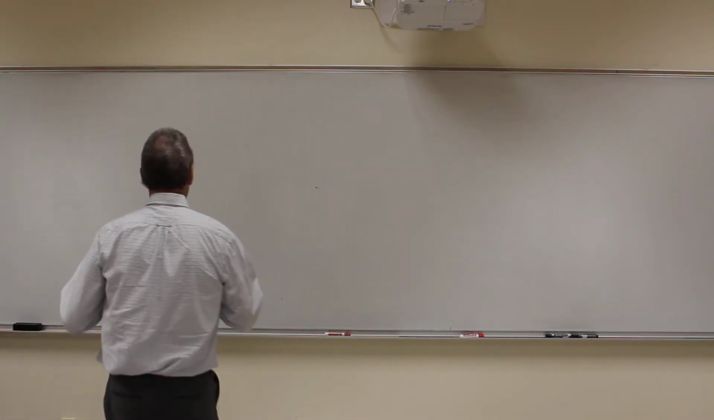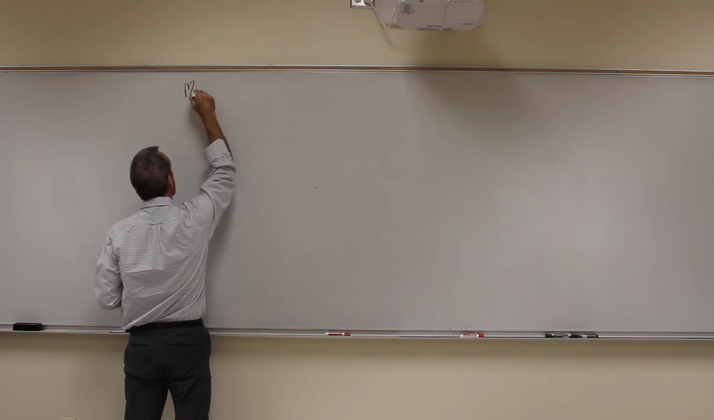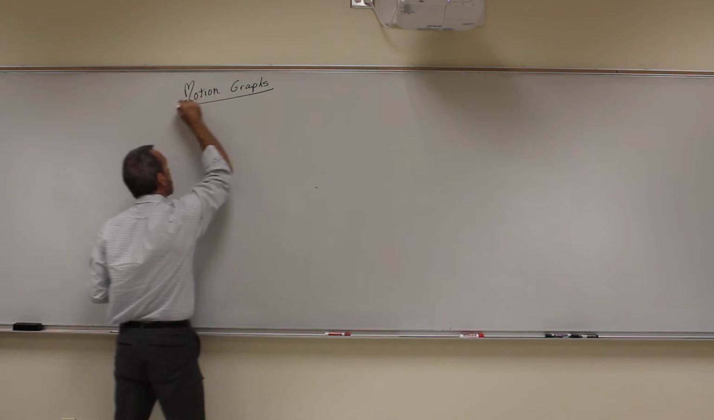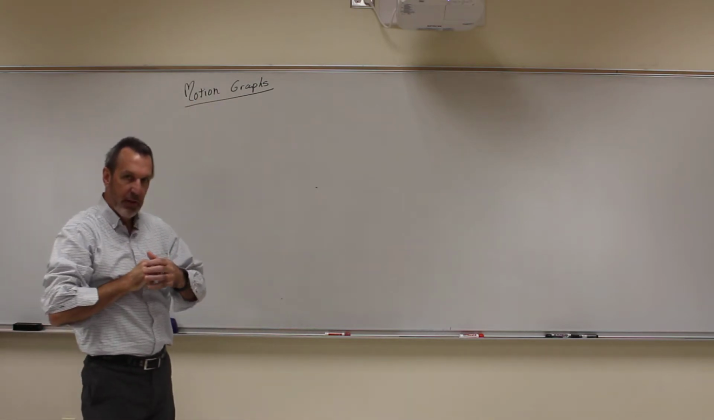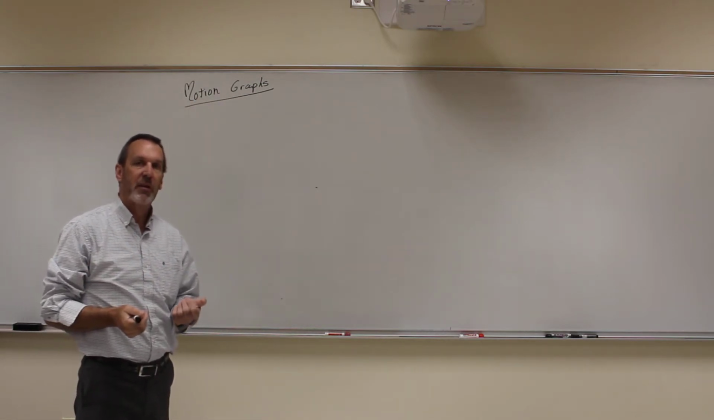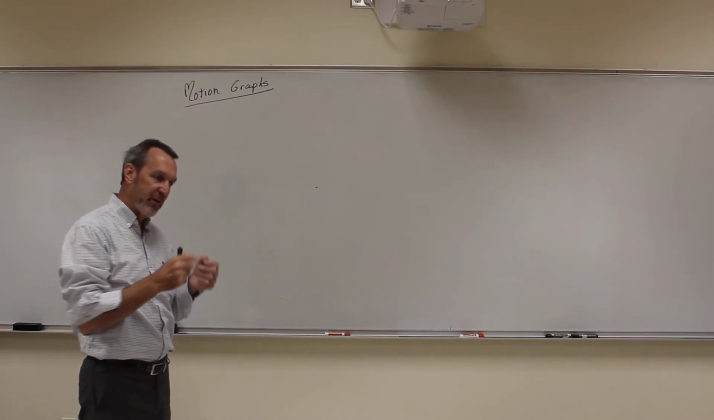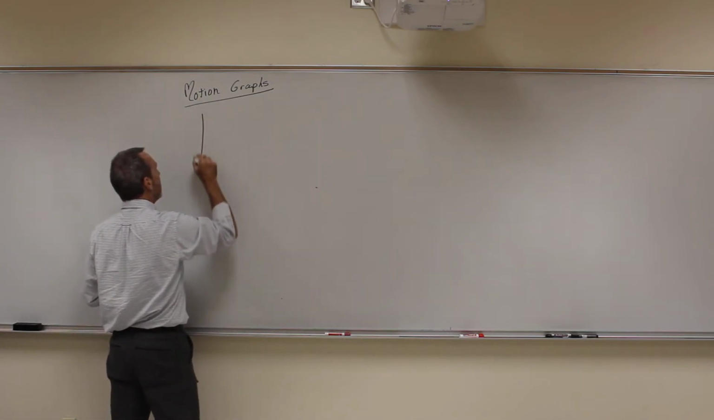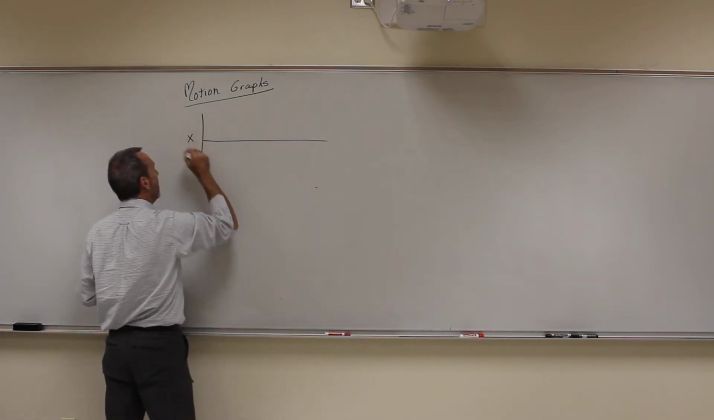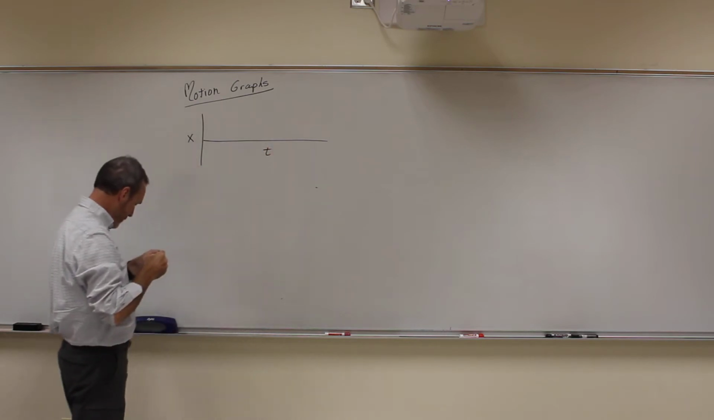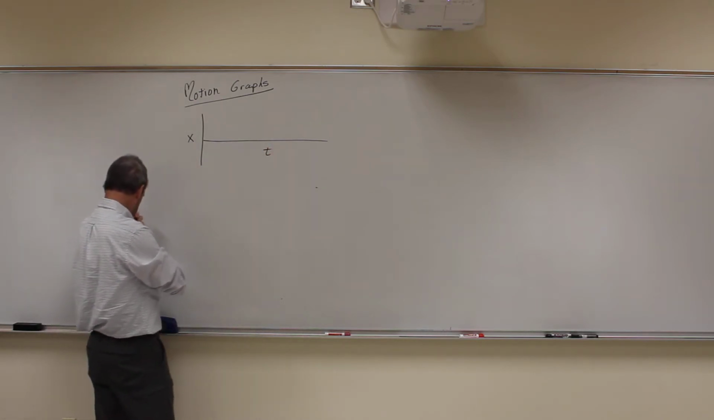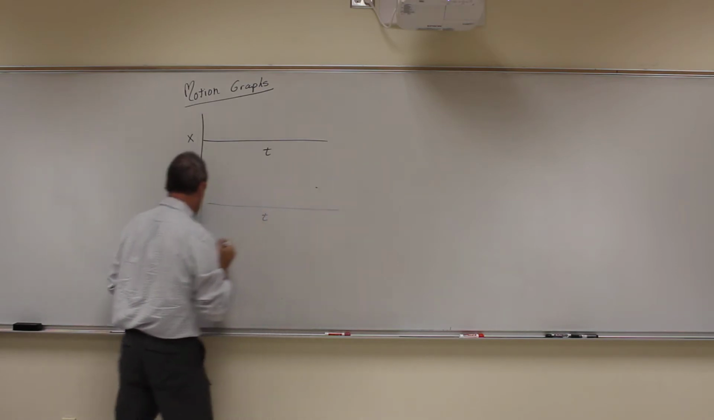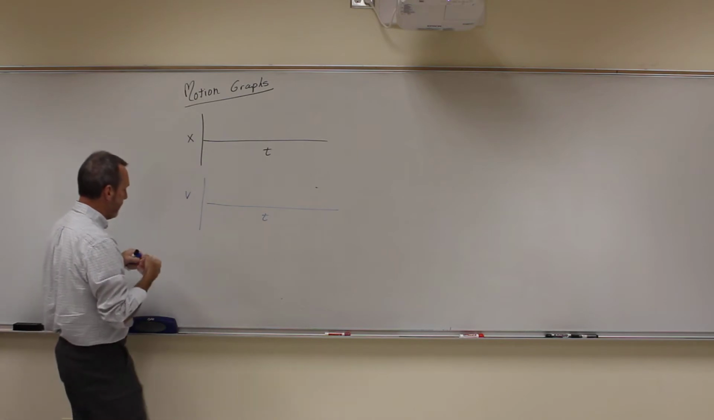Now we're going to talk about motion graphs. Motion graphs we like to use because they give you a lot more information than a motion diagram. Remember, we talked about motion diagram was just the dots, equally spaced, equal time intervals. A motion graph, you actually plot position versus time, and then velocity versus time, and acceleration versus time.